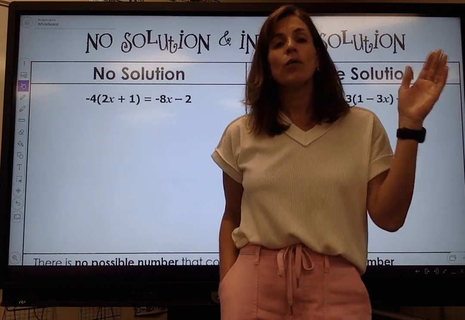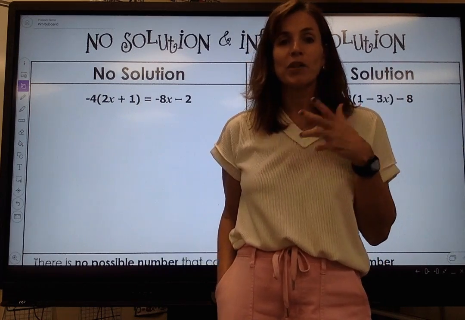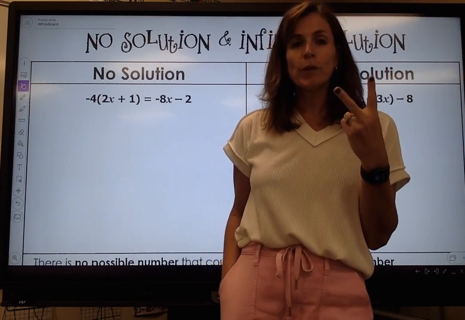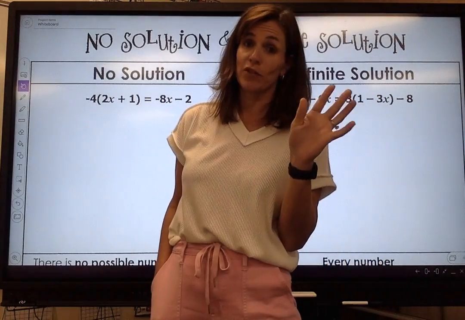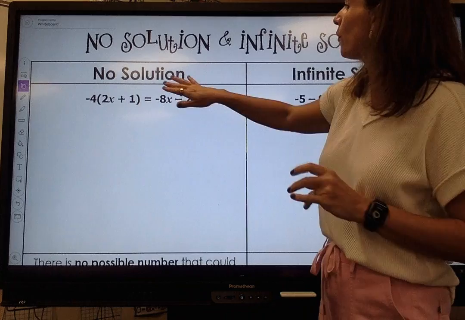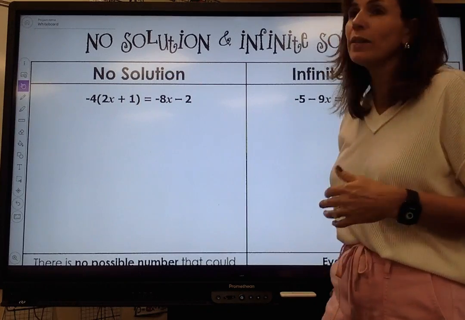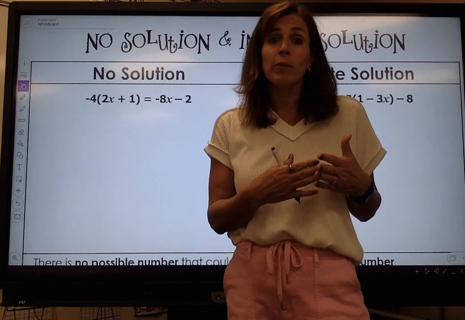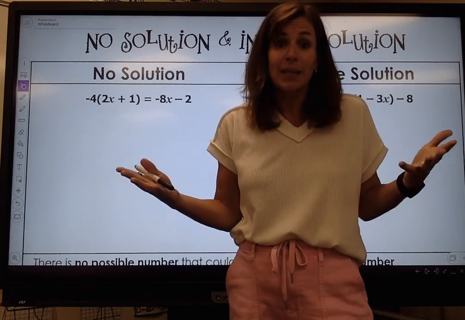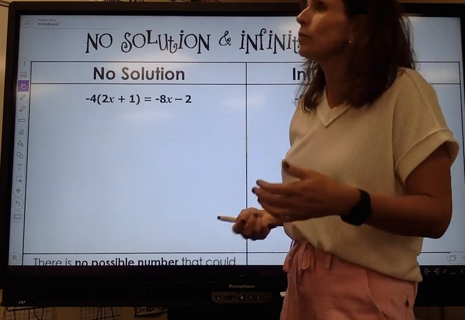Now we're going to go over what happens when you have special cases. There are two special cases that we're going to look at, and we're going to talk about what that special case actually means in math. The first one we're going to look at is, what does a no solution look like? What does it mean when our variable can't be anything to make that solution true? That's what no solution means.